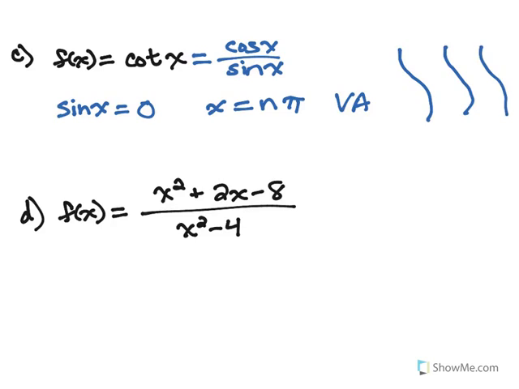Okay, let's look at this next function. I've got x squared plus 2x minus 8 over x squared minus 4. So, what is my denominator? What is going to make my denominator equal 0? When x is plus or minus 2, right? It's a difference of squares.